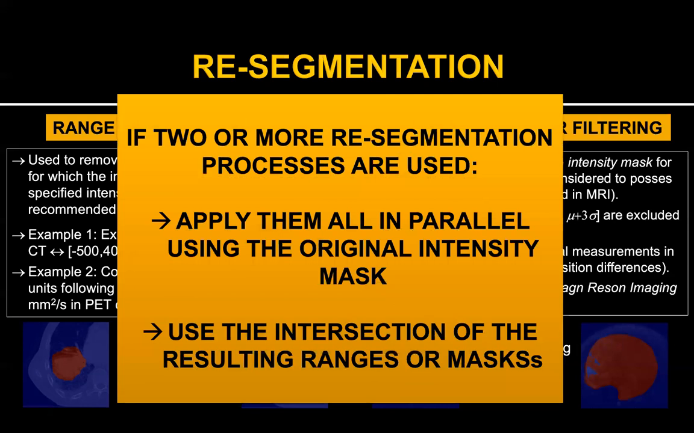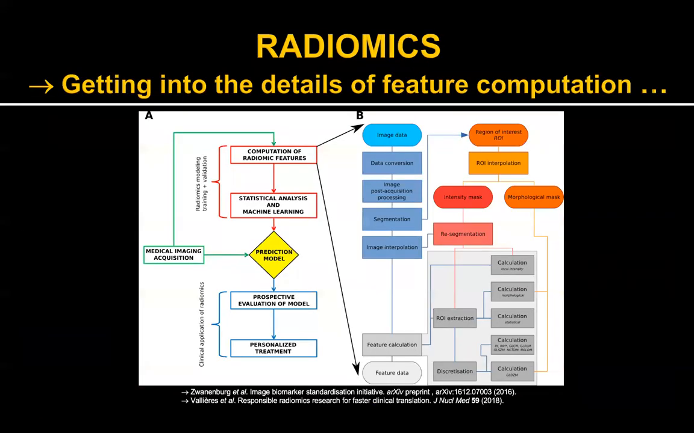And these two resegmentation processes are used. If these two are used, then we need to apply them in parallel. You apply them using the original intensity mask in parallel, and you take the intersection of the resulting masks.